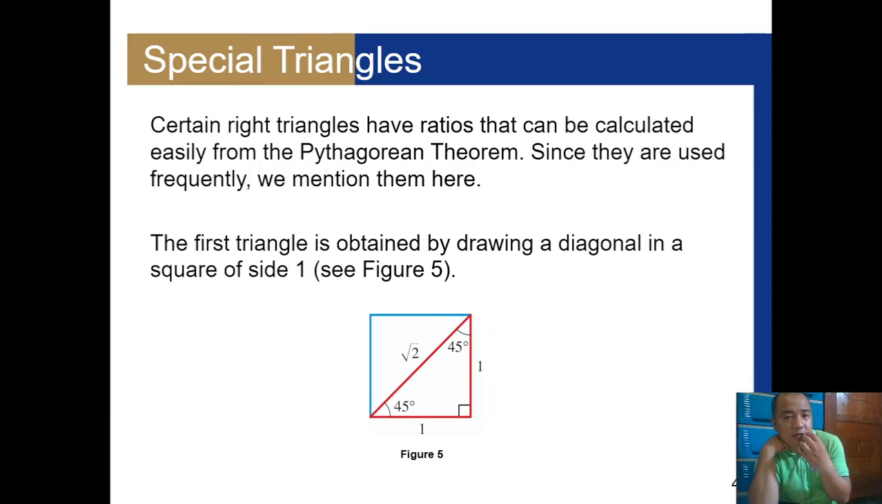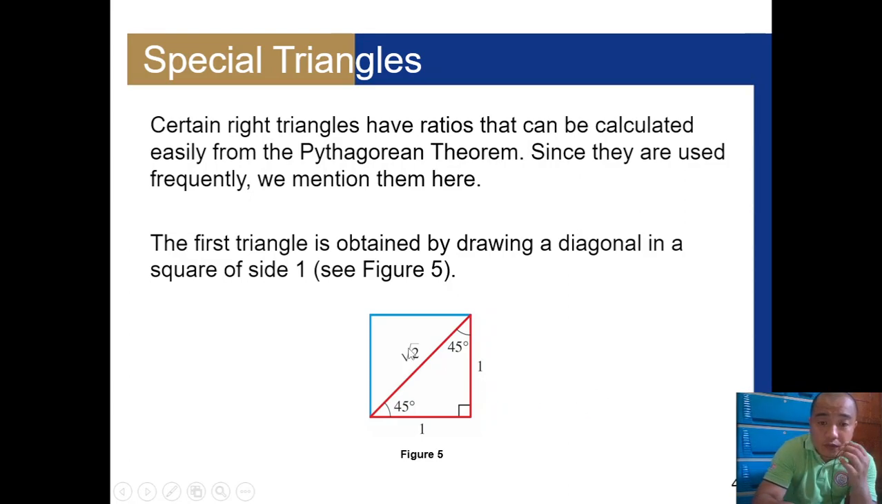Certain right triangles have ratios that can be calculated easily from the Pythagorean theorem. Now, since they are used frequently, we mention them here. So the first triangle is obtained by drawing a diagonal in a square of side 1. So if we have here a square whose side is 1, all sides are equal, then draw a diagonal. Of course, all angles are 90 degrees, so if you draw a diagonal, then it's 45, 45, 90. And then, since it's a right triangle, if you solve for the hypotenuse, or the length of the diagonal, it's square root of 2. 1 squared plus 1 squared is 2.